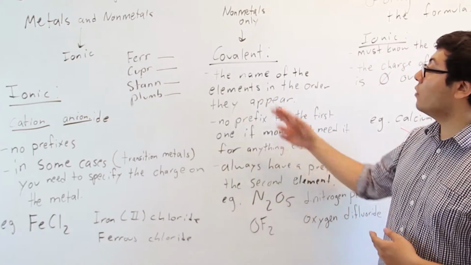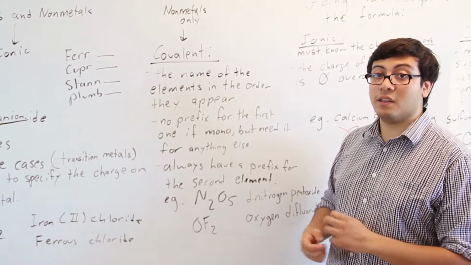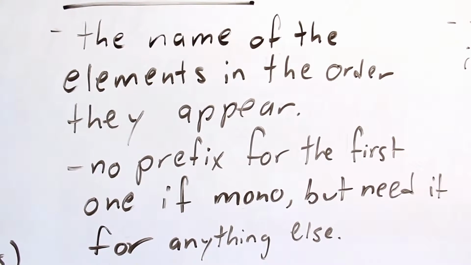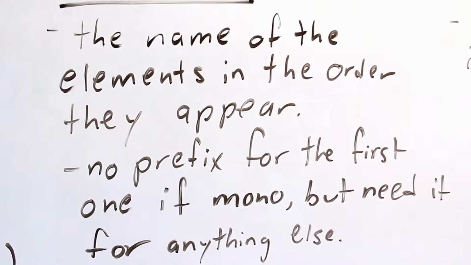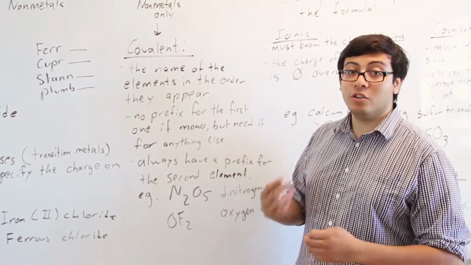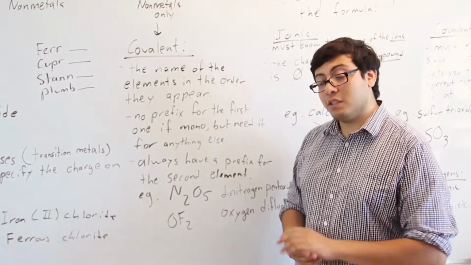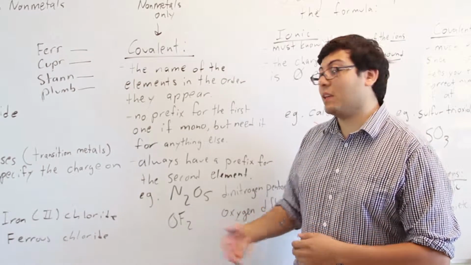If we take a look at covalent compounds, you need to name the elements in the order that they appear in the formula. In this case, there is no prefix for the first element if it's a mono, so if there's only one. But if there are 2, 3, 4, or anything else, you need to state the prefix. You always need to state the prefix, though, for the second element that appears.